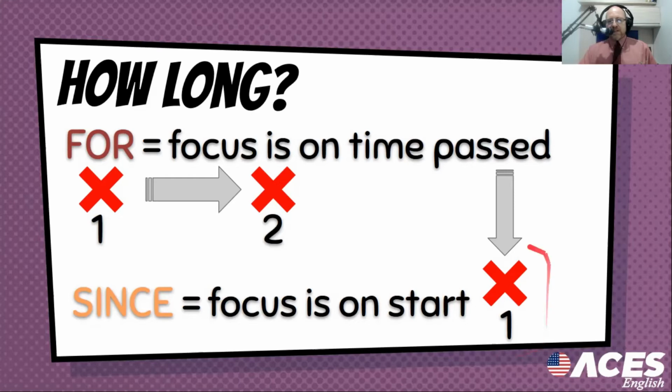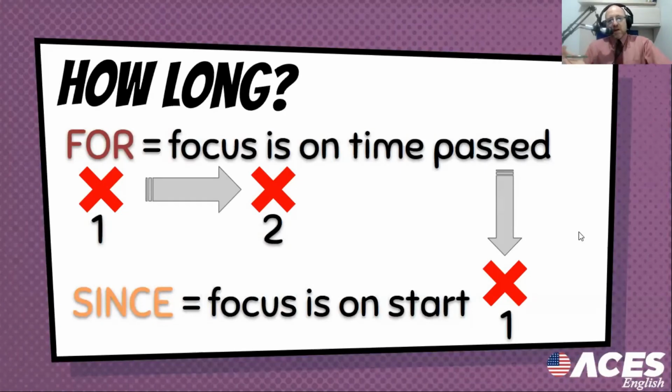So then the focus isn't how long. I have to do math, right? I have to count 2014, 15, 16, 17. I have to count in order to know how much time has passed, because the focus then is the beginning, the start of when the thing happened, and not how much time has passed. That's the difference if we use for or since.